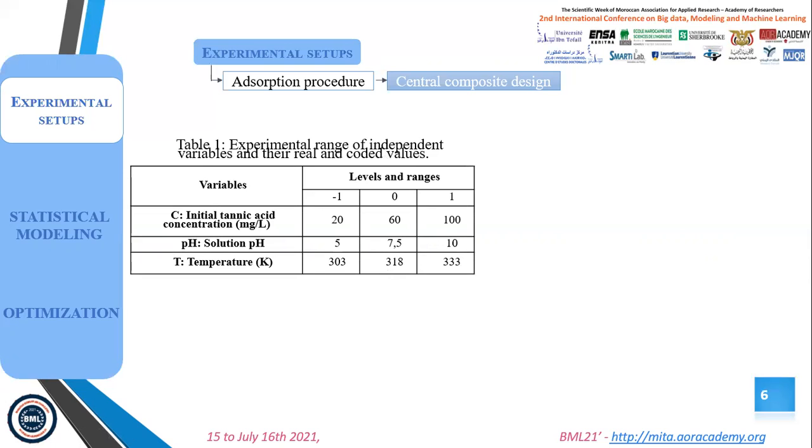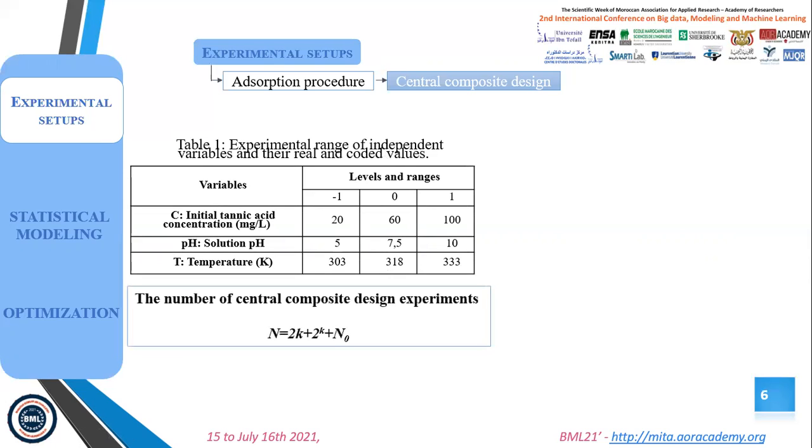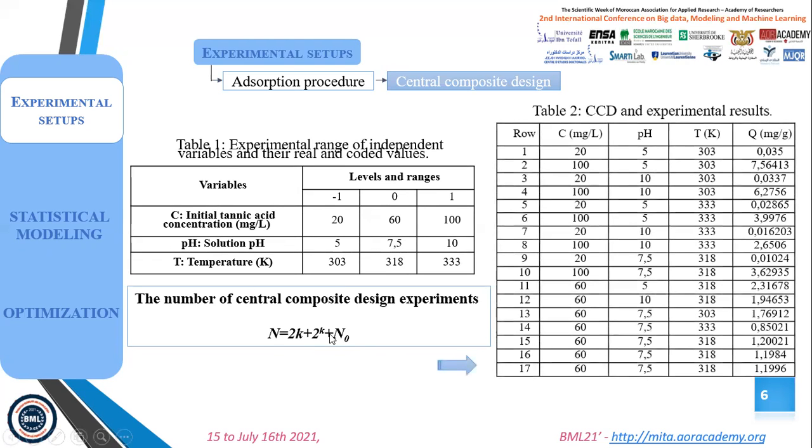We investigated the study according to a central composite design. The number of central composite design experiments is expressed as follows. So we obtained 17 experiments, including 3 center points. Table 2 presents central composite design and experimental results.